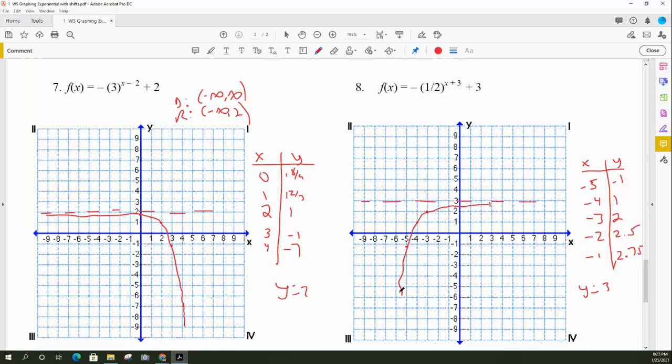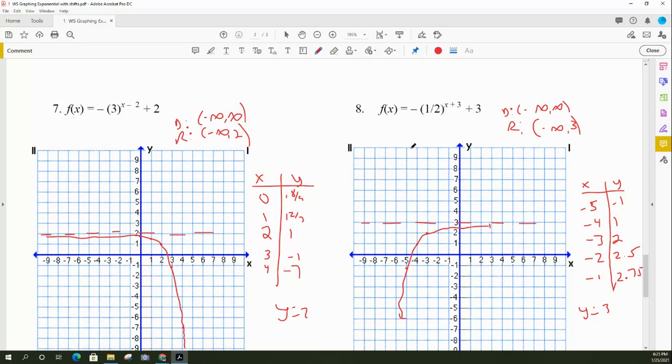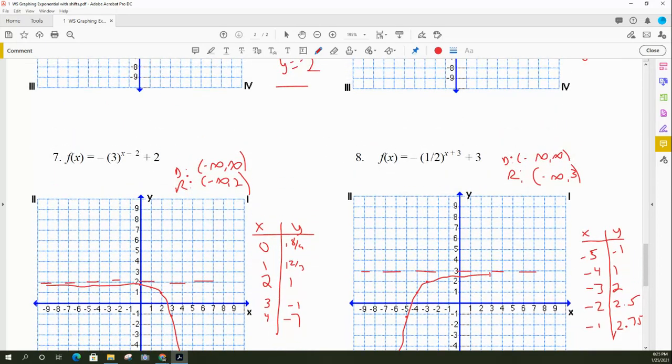And so our domain is all real numbers. And our range is everything below 3. So all real numbers less than 3. So that's -infinity to 3. Again, if we were to ask you end behaviors, your right end behavior would be approaching 3. Your left end behavior would be going to -infinity. And so there's the key for your homework.